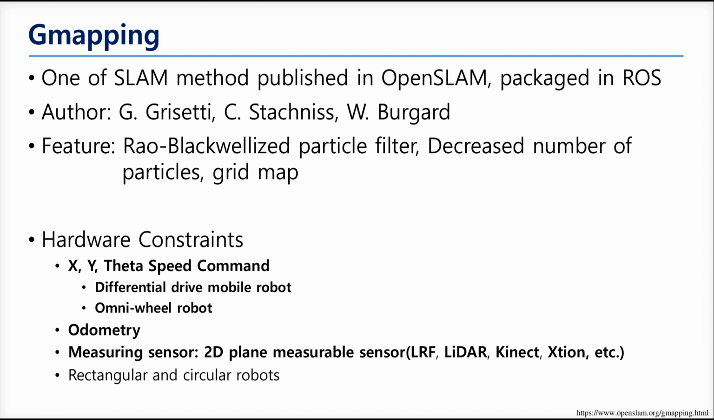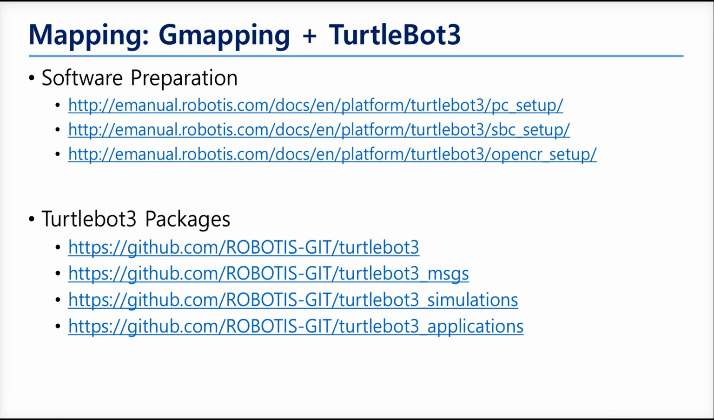What you controlled in the teleoperation node in the previous chapter was also moved by X and theta speed data. This uses odometry and two-dimensional scan data. If the robot uses a 3D depth camera, the data can be reshaped as two-dimensional data. These pages show how to install the ROS packages and the firmware of the Turtlebot 3. If you have a robot, please try following the guides.